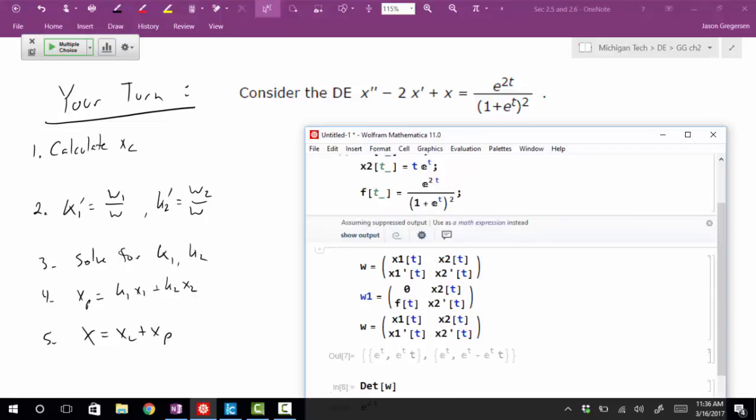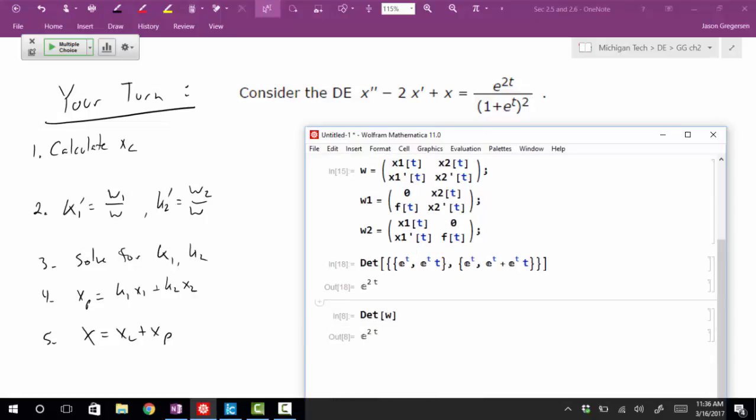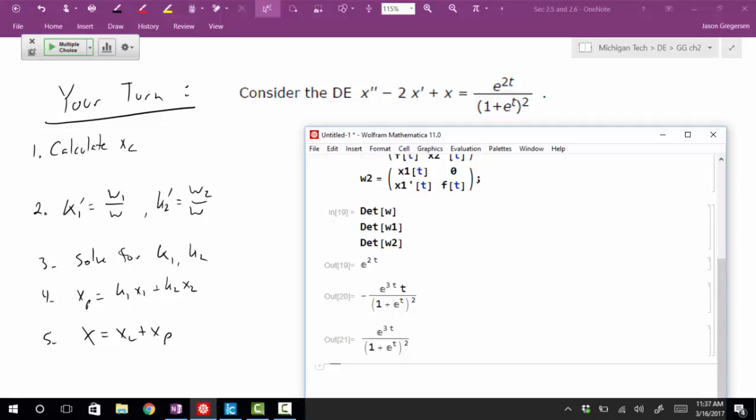So now I have W1. W2 is just going to be, here's W2, a 0 over here and f of t here. Okay. So now I can run those values and store all those. I can look at them if I want to check things out, or I can hide them, because really I don't care about those things. Really what I care about is the determinants W, W1, and W2. And so now I can see those values.